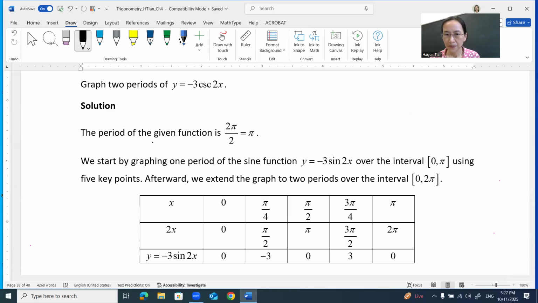This example is -3 cosecant 2x. And we can first decide the period. The period of this function is pi, right?